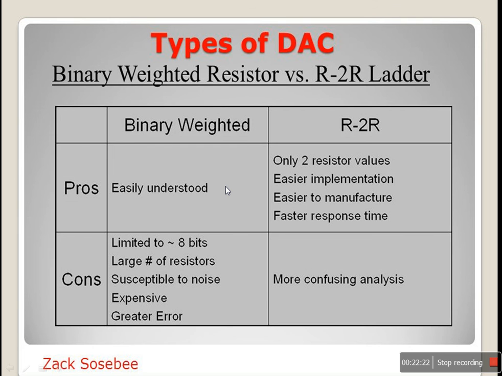So in this slide we are discussing the pros and cons of the binary weighted and R2R ladder networks. The binary weighted resistor type is easily understandable, but whenever the number of bits is increased, it becomes complicated. Here we are using R and 2R, two resistors only. Easier implementation, easier to manufacture, and the response is also fast, but the analysis is more confusing. In order to analyze the circuit is somewhat complex.